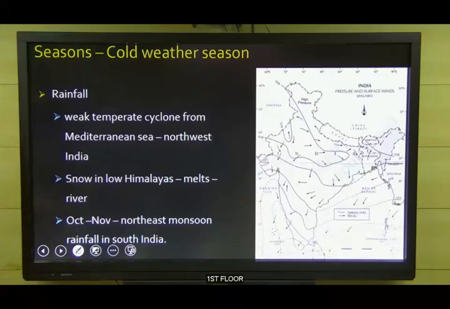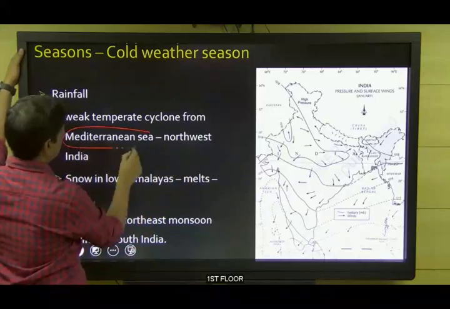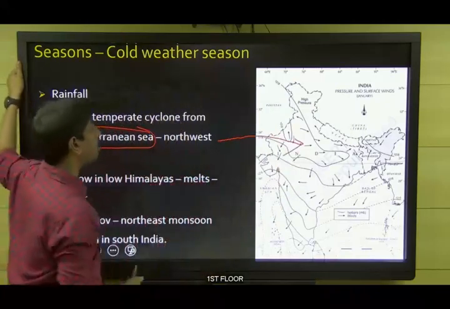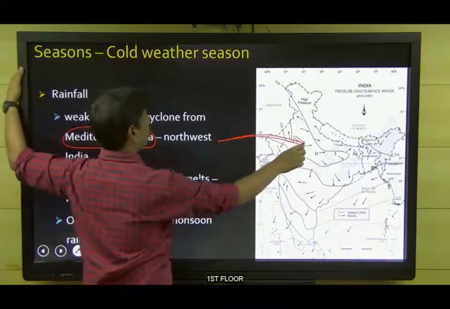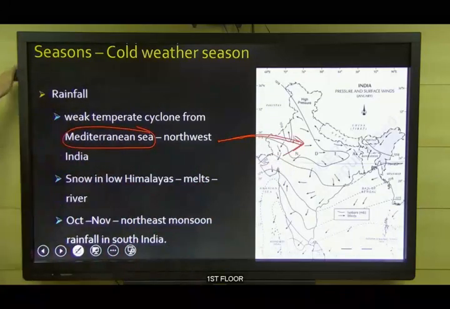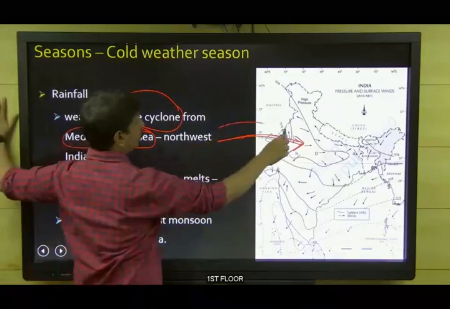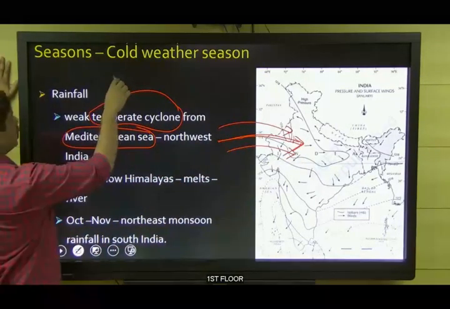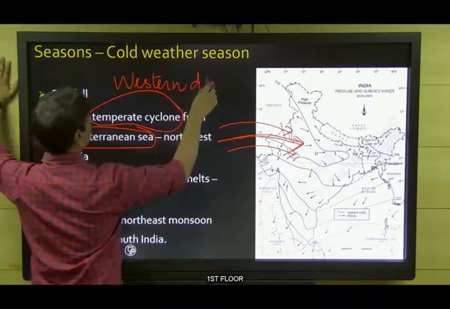Then rainfall in the cold weather season. Sometimes some of the rainfall from the Mediterranean Sea can be brought into India by the westerly wind. The temperate cyclone which is happening in the Mediterranean Sea can be brought into India by the westerly winds. That is known as western disturbances.